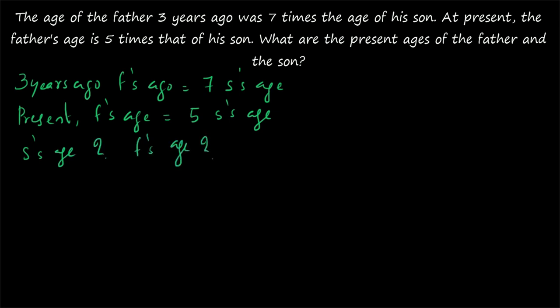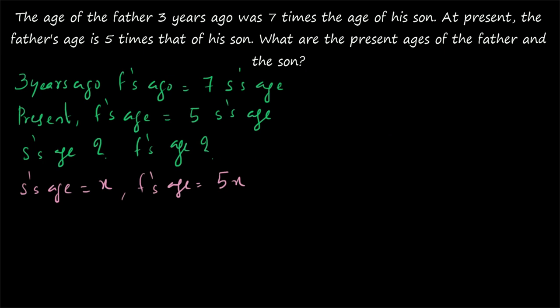So how to do this? By the conventional method, how do we do this? We have to assume son's age is equal to x. Therefore, what will be father's age? Father's age will be equal to 5x. It is given that at present father's age is 5 times son's age. So if son's age is x, then father's age will be 5x.